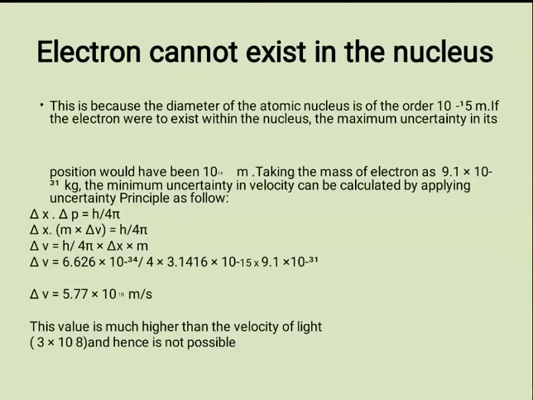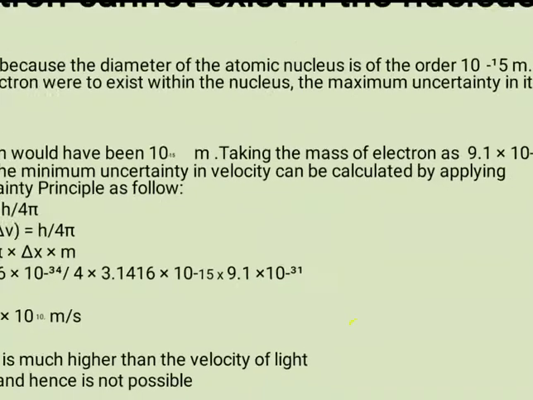Now the question arises, why can the electron not exist in the nucleus? Let us consider that we want to place the electron in the nucleus. Then definitely the uncertainty in the position will be the radius or the diameter of the atomic nucleus, so that is of the order of 10^-15 meter. Now if the electron were to exist within the nucleus, the maximum uncertainty in its position would have been 10^-15 meters.